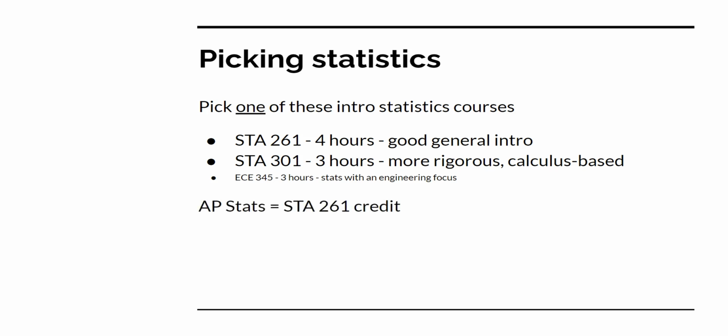If you do have AP Stats credit, that does count for Stats 261, which you would have to receive a 3, 4, or 5 on your AP Stats class to be able to get credit for Stats 261.